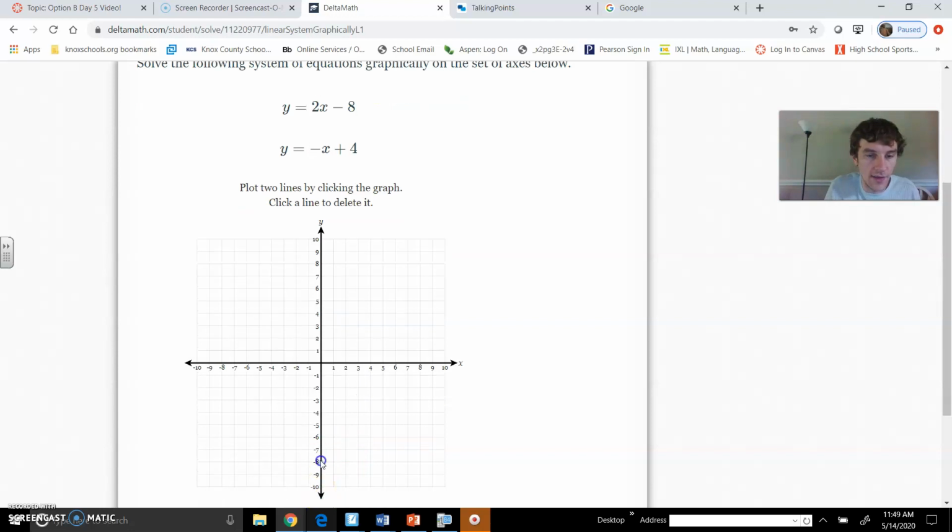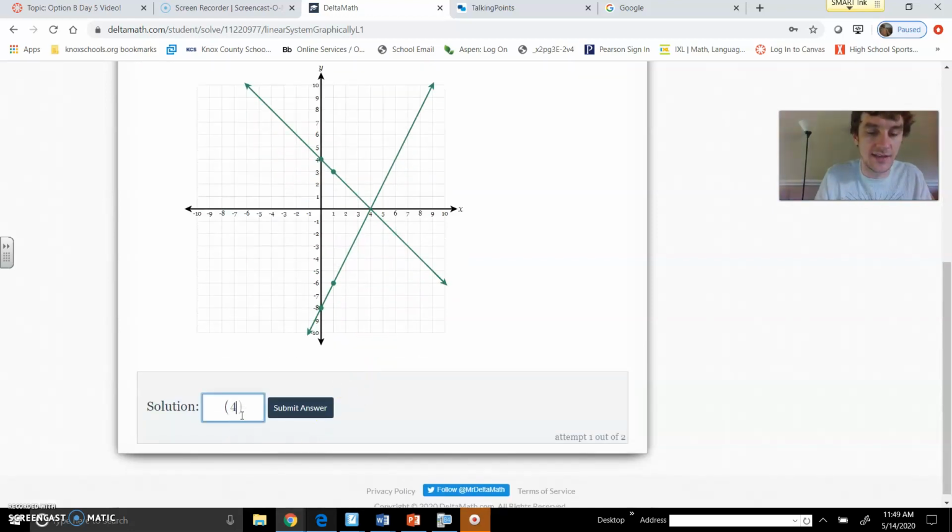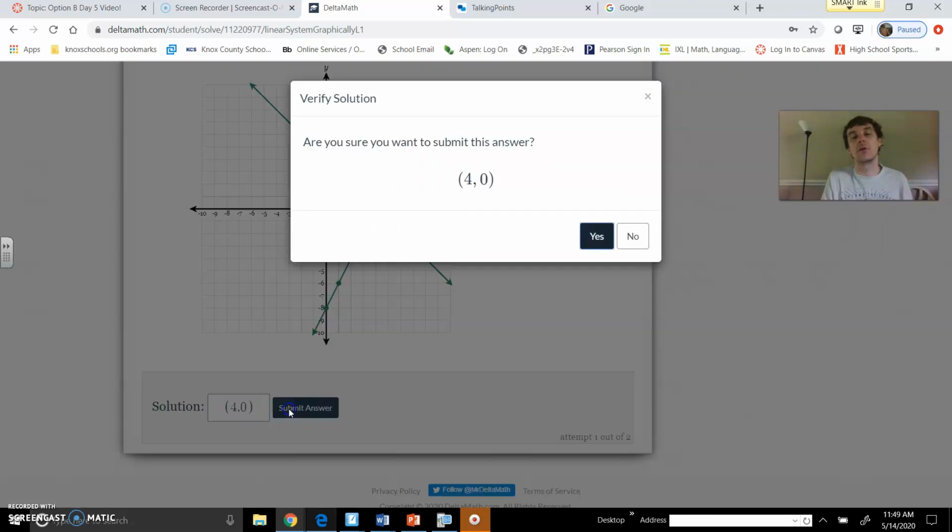So let's knock out a few more. Let's start at -8, rise 2, run 1. Let's start at 4 as the y-intercept, and go down 1 and over 1. So again, you have one positive slope, one negative slope. They're crossing at what looks like 4 for the x, and because it's on the axis, we'll say that's 0. So 4, 0.